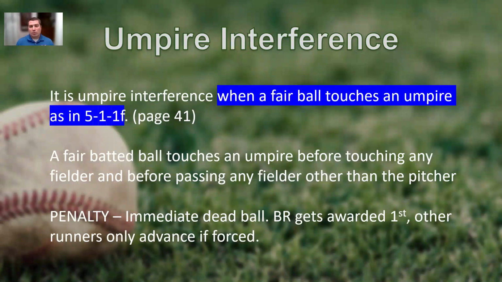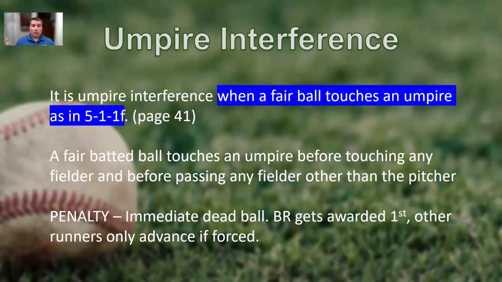Let me give you one more scenario. Say you're in A position, right? And the ball is a screaming line drive down the baseline. It gets past the first baseman in fair territory and then hits you as an umpire. Guess what? That is not umpire interference. It's already past an infielder other than the pitcher.